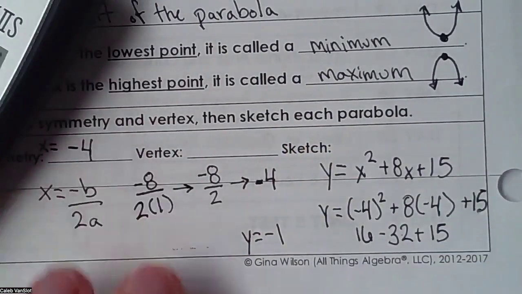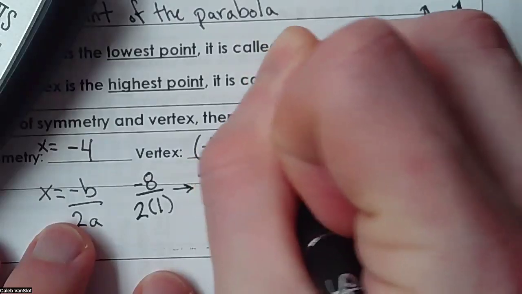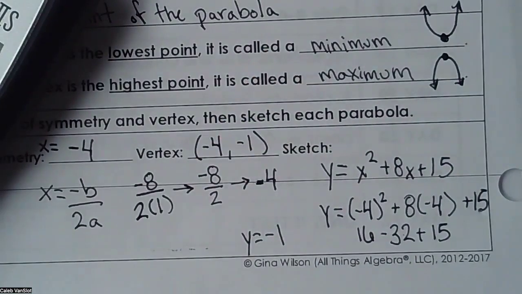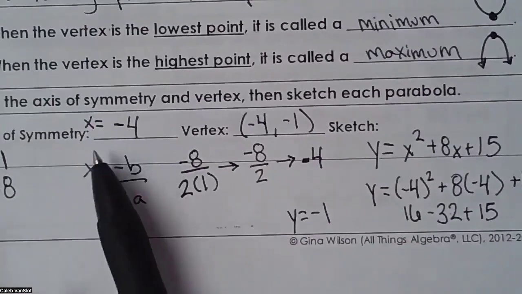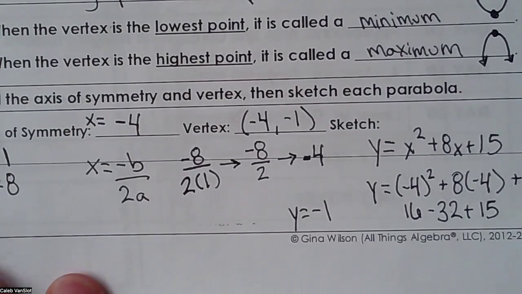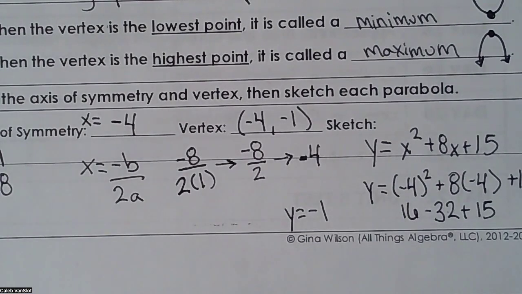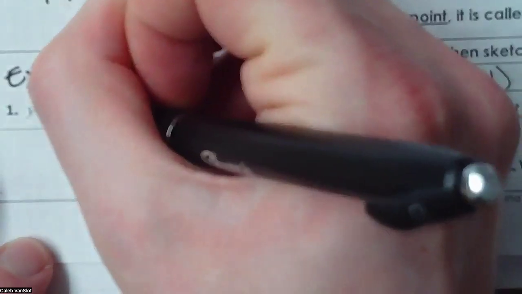So what we would do for our vertex, our x is negative 4, our y is negative 1. Okay. So again, like I was saying earlier, finding your axis of symmetry, finding your x value, helps us find our y value, and it gives us our vertex, which is an ordered pair, right? So let's do a quick sketch here.